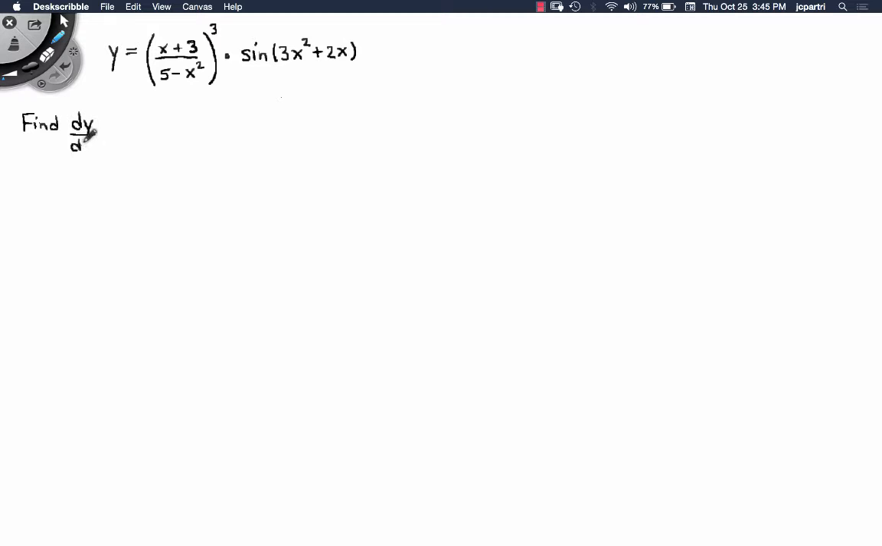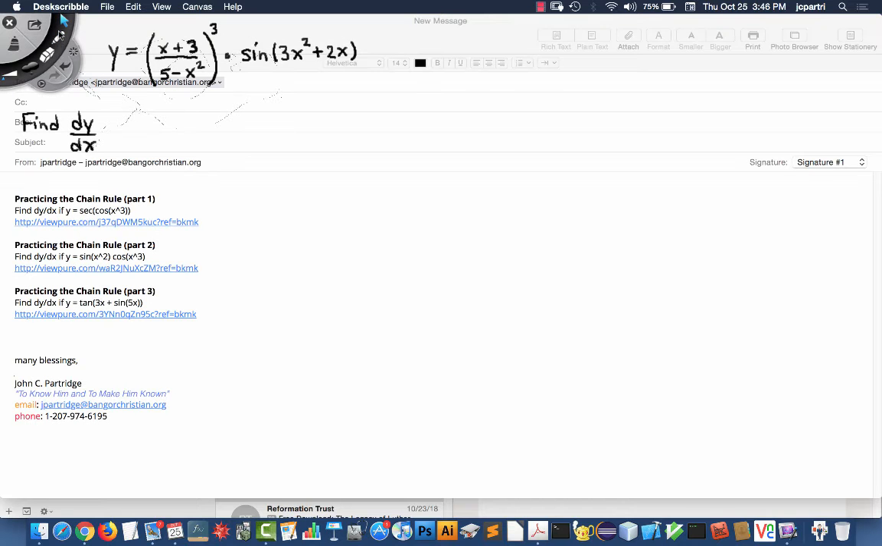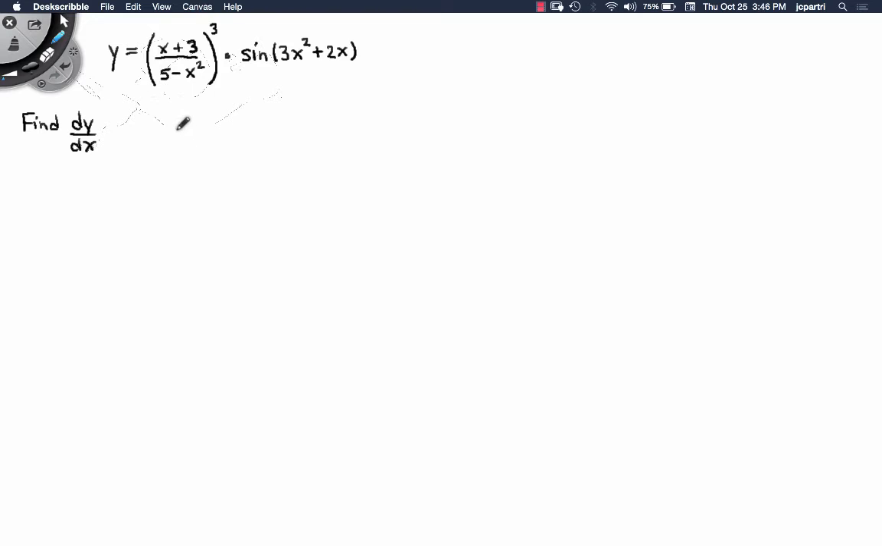So in these practice problems, we've been differentiating compositions. We've been using the chain rule, and so we want to be able to use the chain rule on this problem. First thing, notice that this is a product, which means we have to use the product rule.